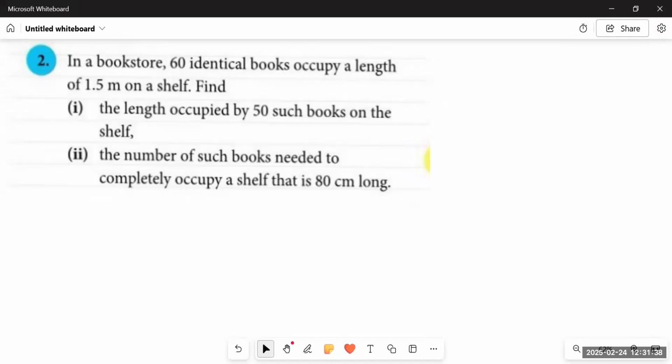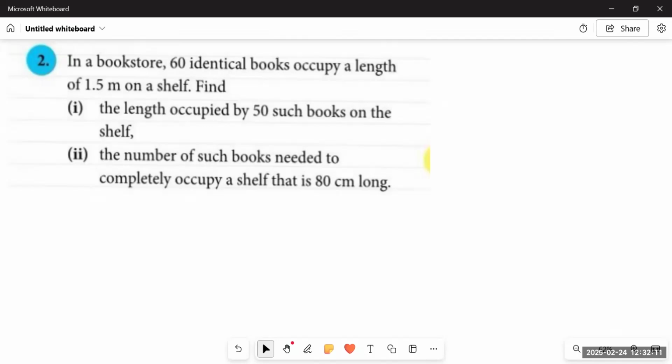Okay, let's move to question number 2, which says, in a bookstore, 60 identical books occupy a length of 1.5 meters on a shelf. Okay, they are telling us the number of books and the space they occupy on a shelf. So if I say that 60 identical books occupy 1.5 meters, it means the more the number of books, the more space will they occupy. The less the number of books, the less space will they occupy.